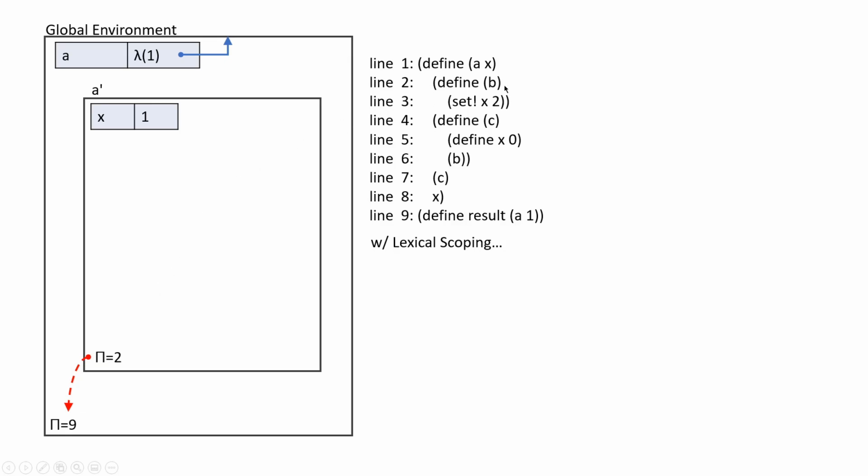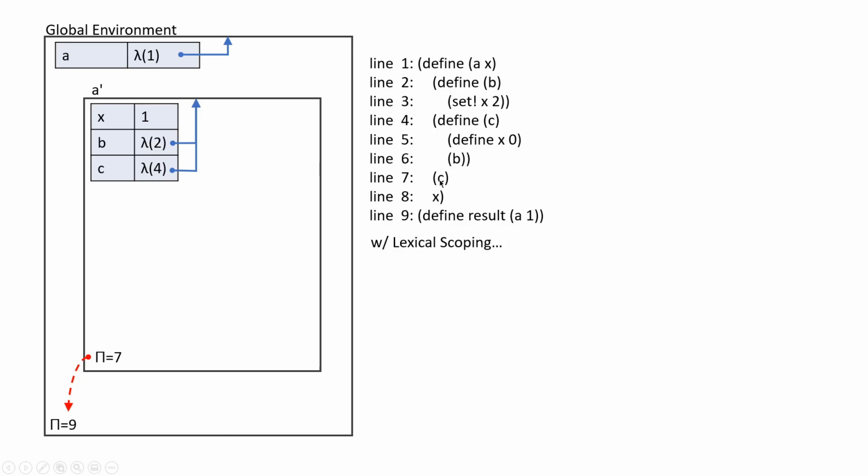Now on line 2 it says define b to be the lambda on line 2, so we get the lambda on line 2, and notice this was declared inside the function a, so our parent pointer refers to the scope for a prime. Okay, so that's lambda on line 2 declared here, and then we jump down to line 4, which does a similar thing for c. So we get a binding between c and the lambda on line 4, also declared inside a.